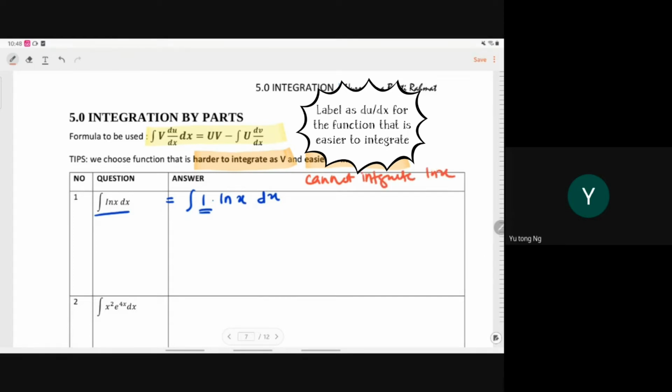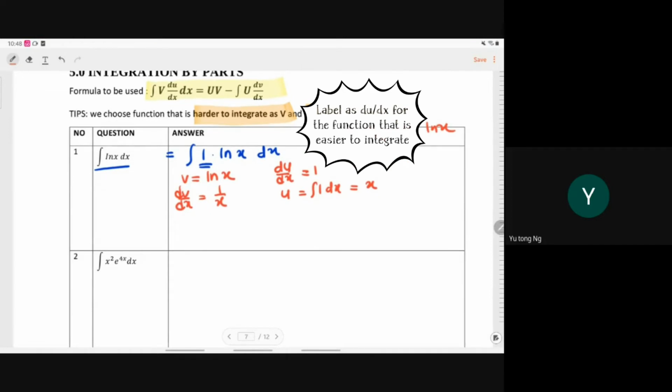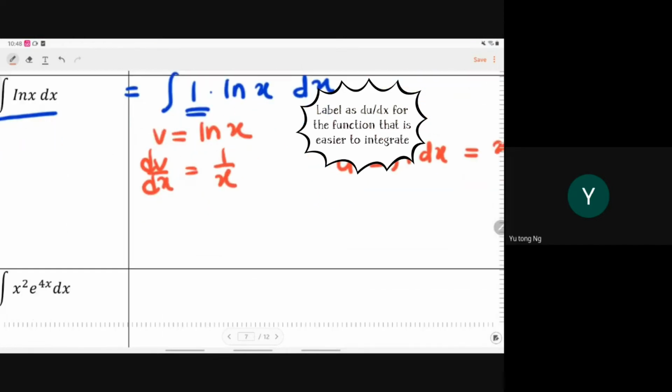Okay, so that's why we're going to choose v equals to ln x. And then du over dx is 1. So find dv over dx. Differentiate ln x, we only have one answer, which is 1 over x. And du over dx is 1, so kita find u, that means we're going to integrate 1 dx, which is equals to x. Okay, so then we're going to substitute into this formula, integration by parts.